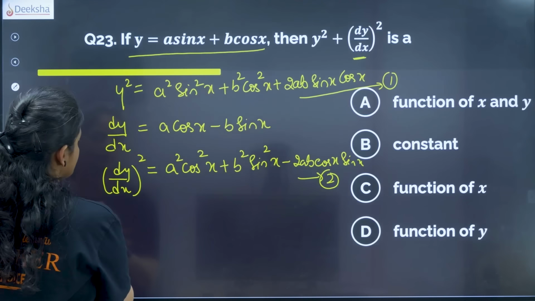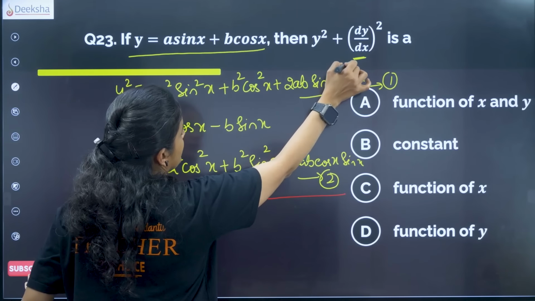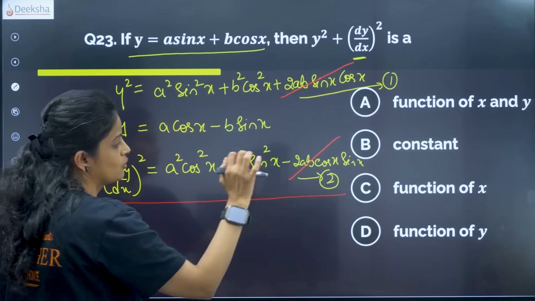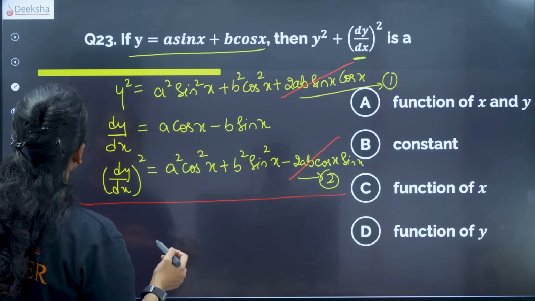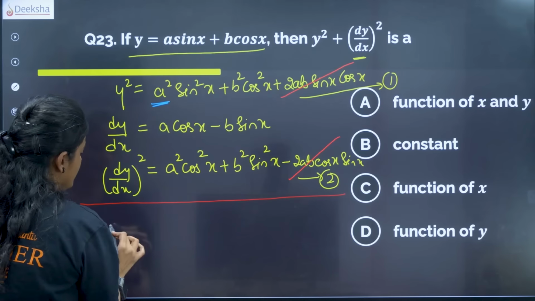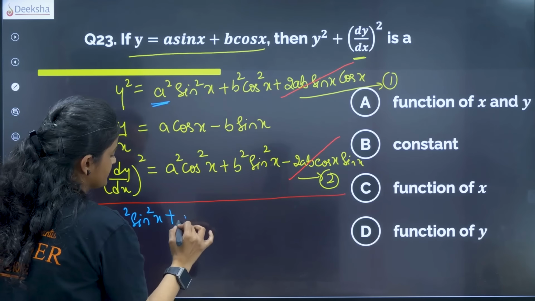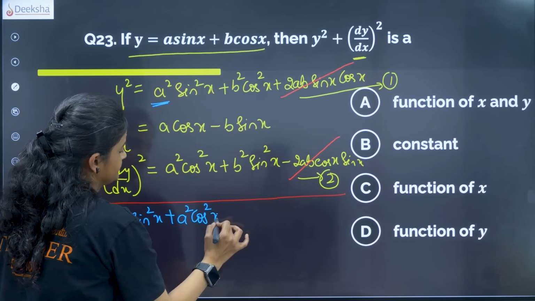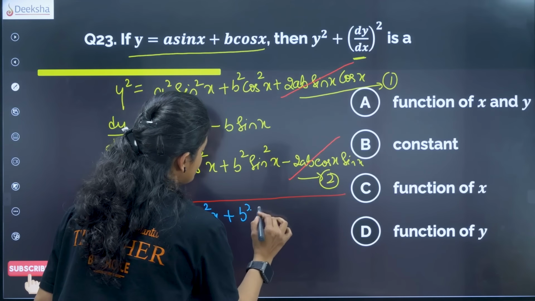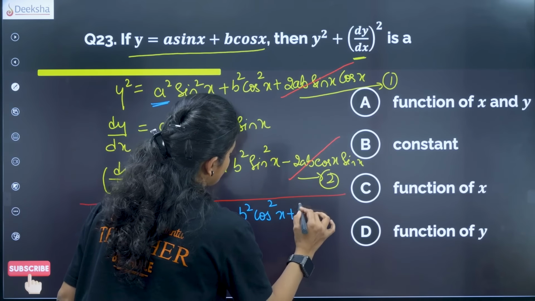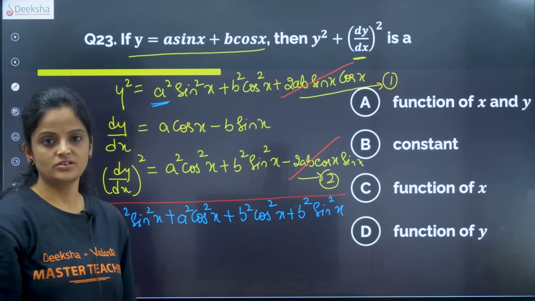If I am adding it, 2a minus 2ab and plus 2ab, this will go off, correct? So this term will be written as a square sin square x and plus a square cos square x, correct? You are adding the first term, and here b square cos square x, b square sin square x. Anyway, the term I have cancelled only.